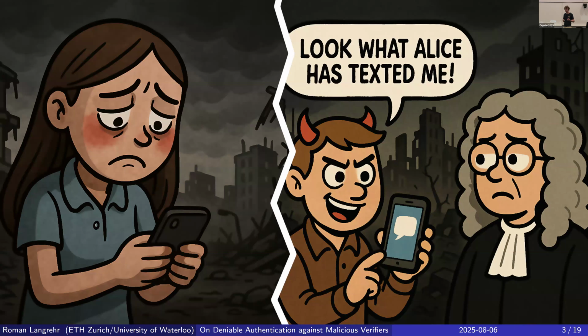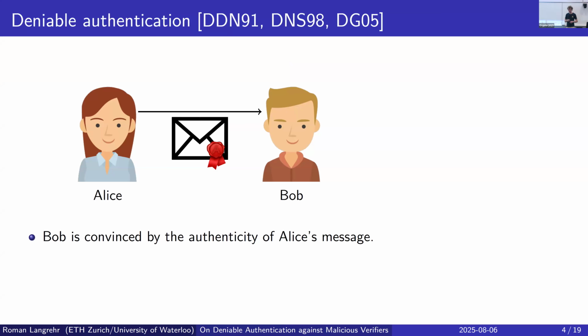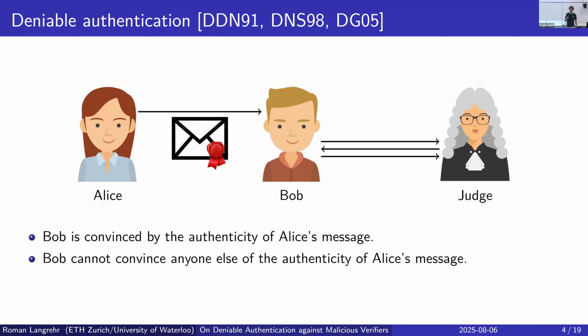And this judge is now wondering if he should believe that Alice actually sent this to Bob, or if Bob just made this completely up by himself. And many messaging apps like Signal try to protect Alice in this situation by a property that's called deniable authentication. So deniable authentication means when Alice authenticates a message for Bob, Bob is convinced by the authenticity, but Bob cannot convince someone else that this message is authentic.